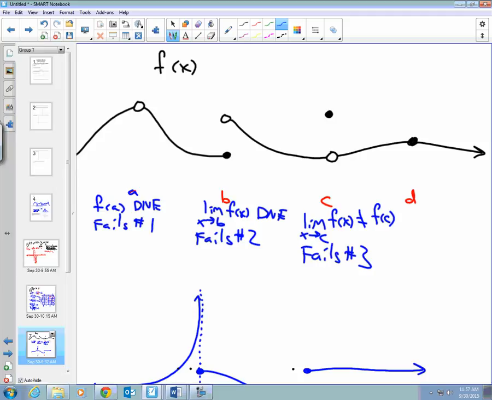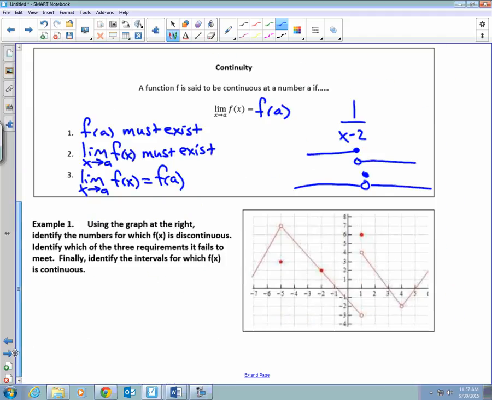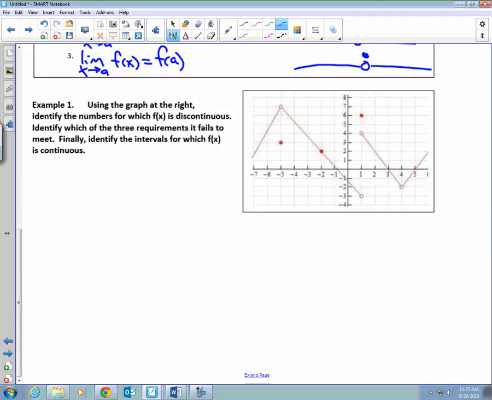All right, let's just practice a little bit more. Turn back to this page. It says, using the graph at the right, identify the numbers at which f of x is discontinuous. Identify which of the 3 requirements it fails to meet. Finally, identify the intervals for which it is continuous. Who can tell me where the function is discontinuous? For what x values?